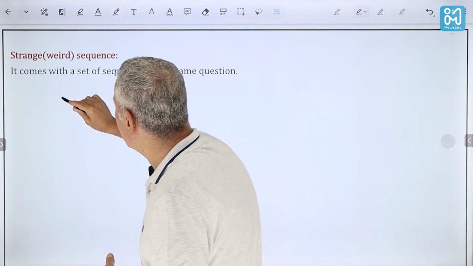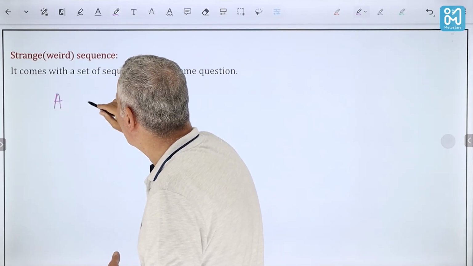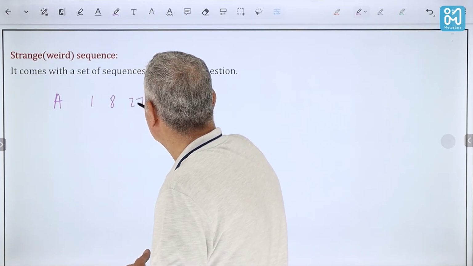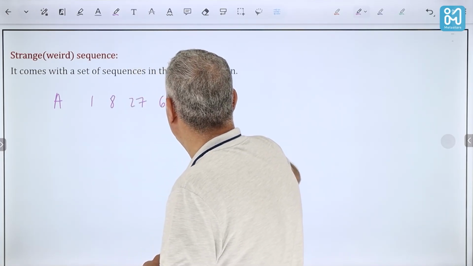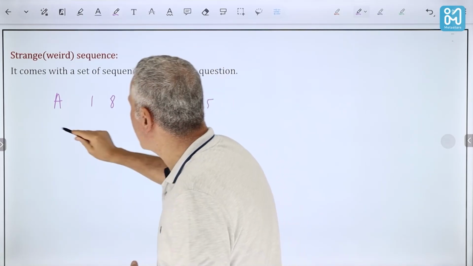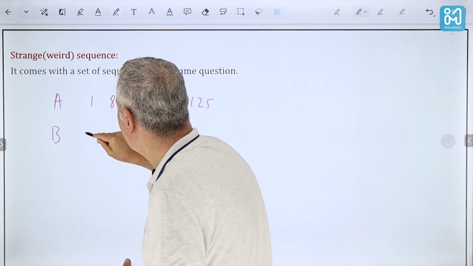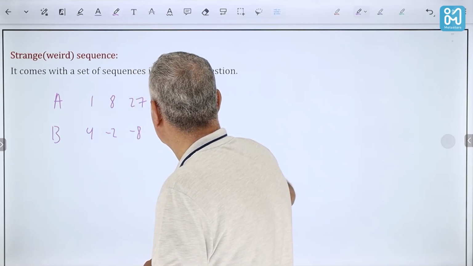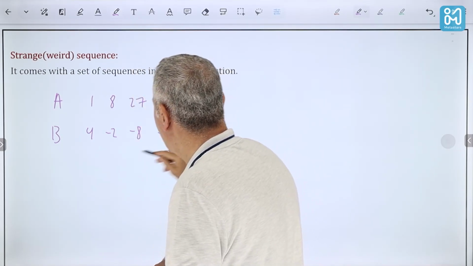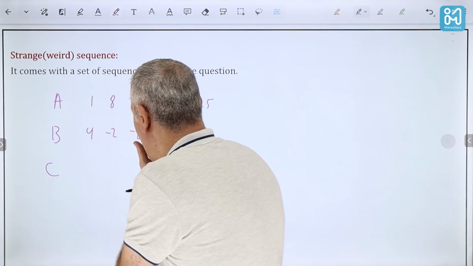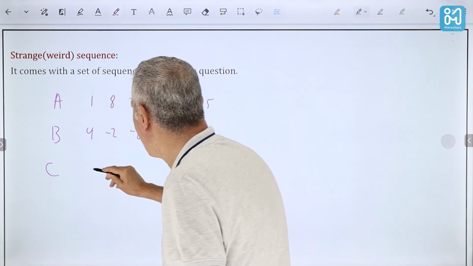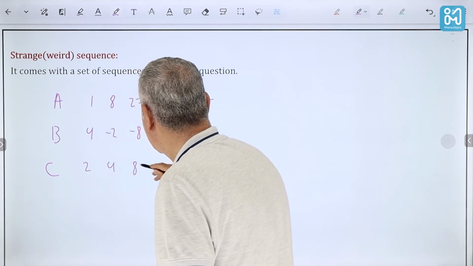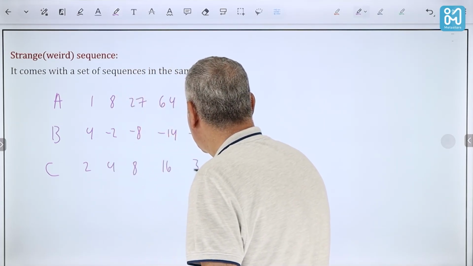A sequence, let's say we have sequence A. The sequence is 1, 8, 27, 64, 125, and we have another sequence B, which is 4, negative 2, negative 8, negative 14, negative 20. And we have sequence C, which could be for example, 2, 4, 8, 16, 32.